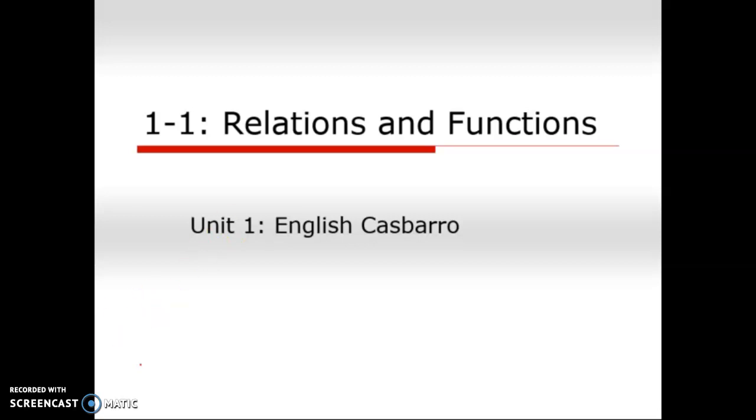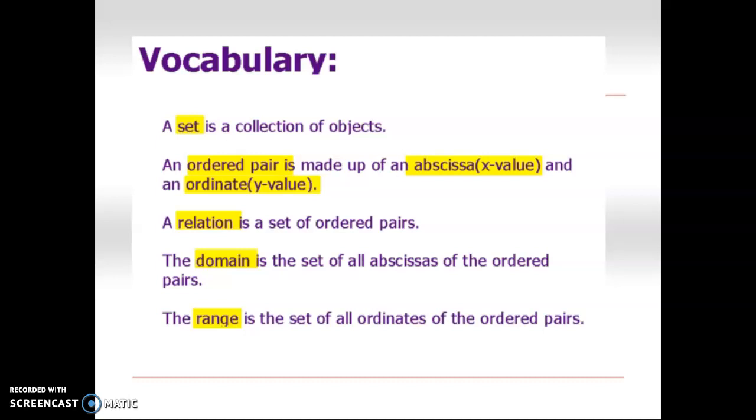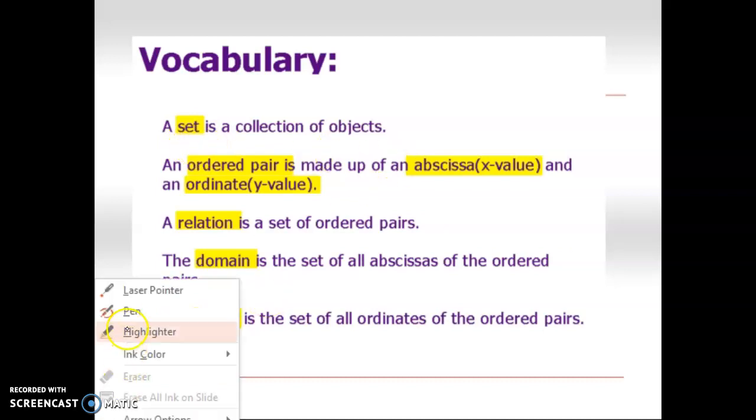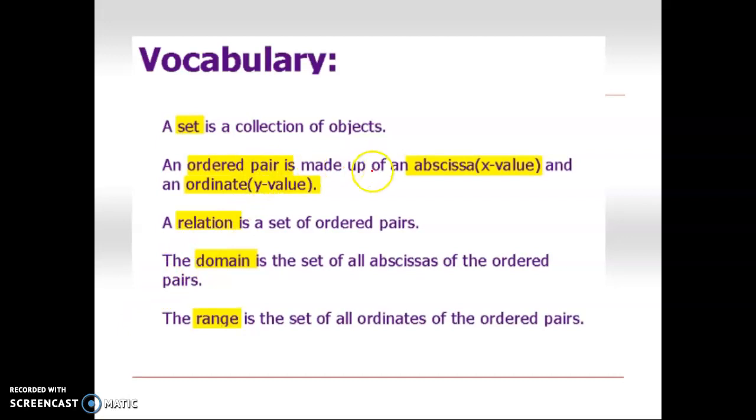And this is kind of a review for most of you. Here is some vocabulary for you. You've got the notes and you can write down your vocabulary at your leisure when you're ready. But for what we need, you're going to have to know that a set is a collection of objects. An ordered pair is made up of an abscissa, which is the x value, and an ordinate, y value.